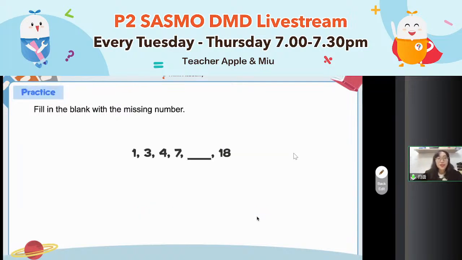Another practice for you. Fill in the blank with the missing number. You try it again. 1, 3, 4, 7. What is the next one? And then 18.